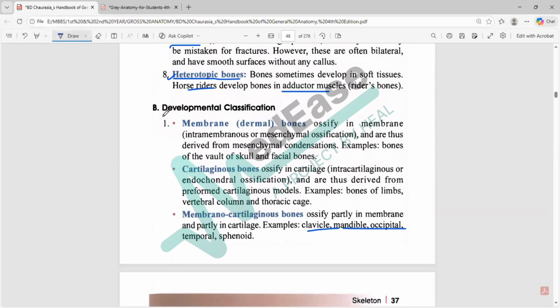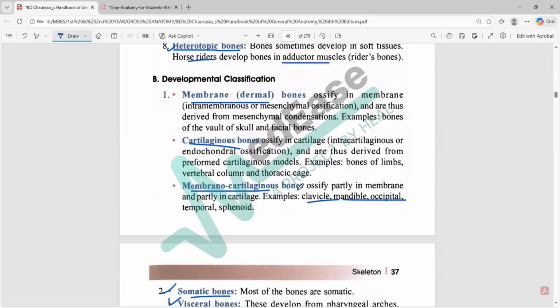Then we have the developmental classification. We have the membranous, cartilaginous, and membranocartilaginous. For the membranous, you need to remember the first architectural scaffold of the membranous bones, or the dermal bones, is laid down as a membrane, and then they are later ossified to bone. This mainly includes the facial bones or the skull bones. Then we move to the cartilaginous bone, which is first laid down as cartilage and later ossified to become the proper bone. Then we have the membranocartilaginous bones, which include both the membranous and the cartilaginous scaffold before they are completely ossified to bone.